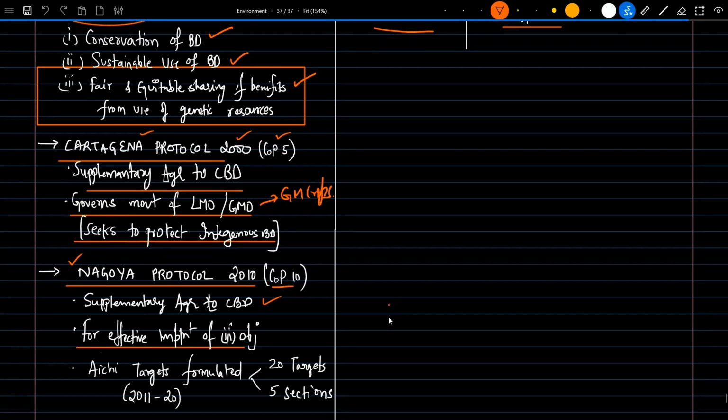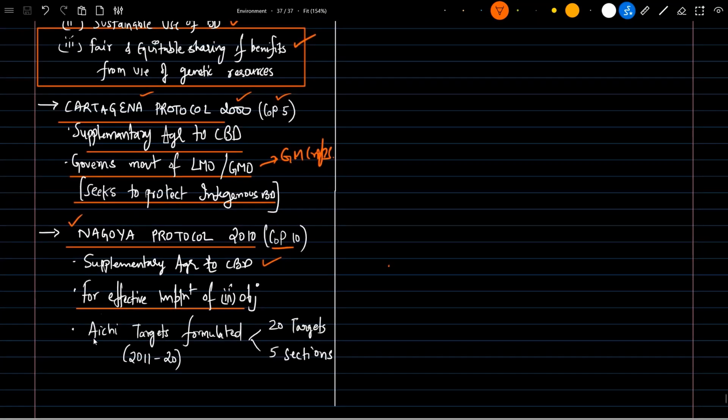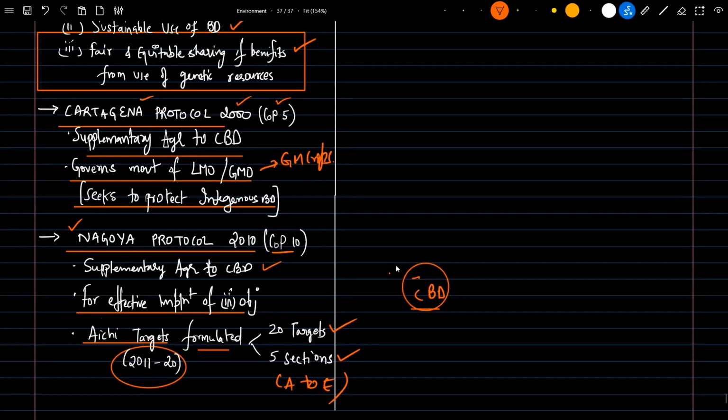So for implementation of it, the Nagoya Protocol came into place, and there is another purpose of the Nagoya Protocol, which is the Aichi targets. The Aichi biodiversity targets were formulated under this Nagoya Protocol 2010 COP10. It formulates 20 targets with five sections, A to E. The fun part is, as per the recent Convention on Biodiversity reports, there is no country that achieved all 20 Aichi biodiversity targets.